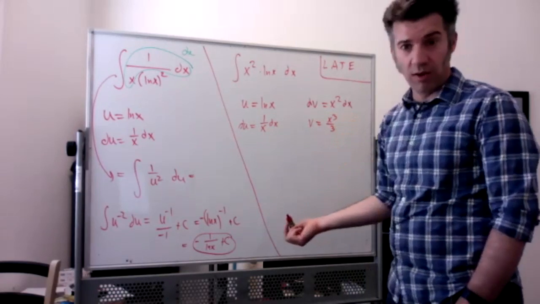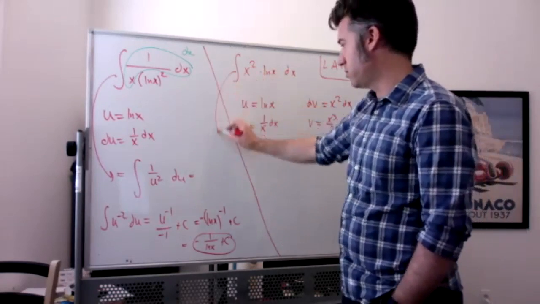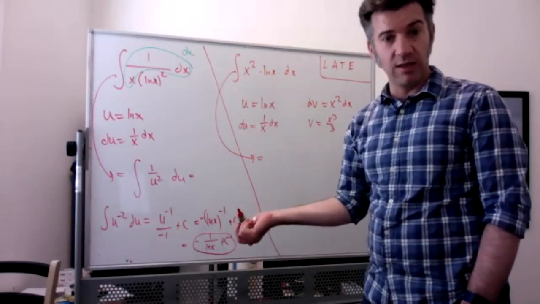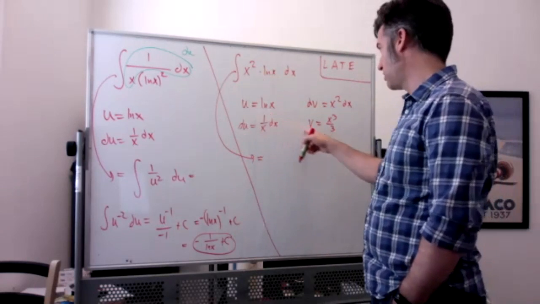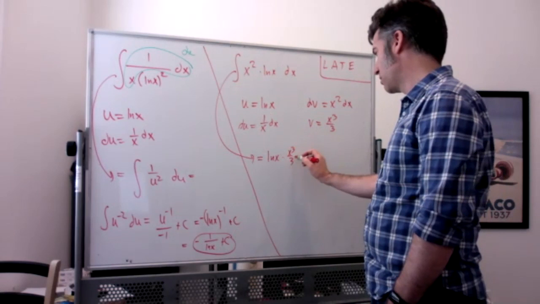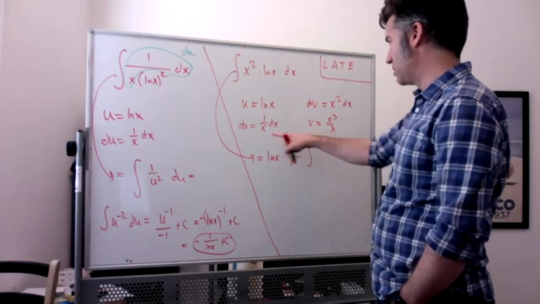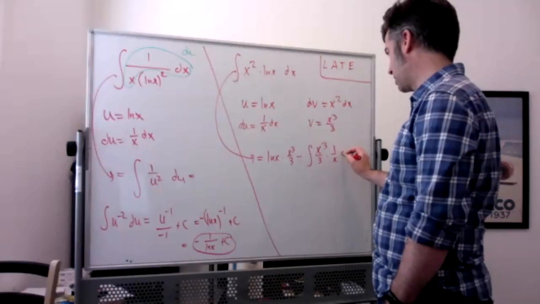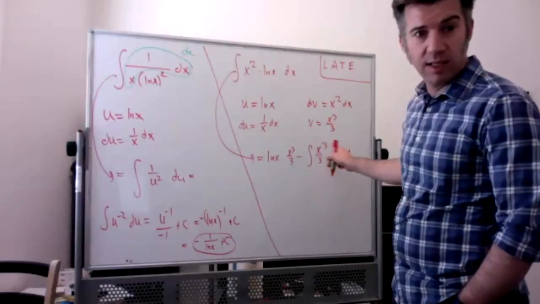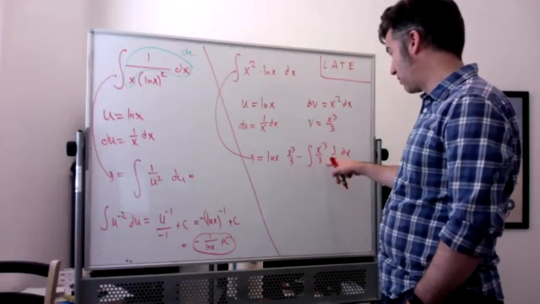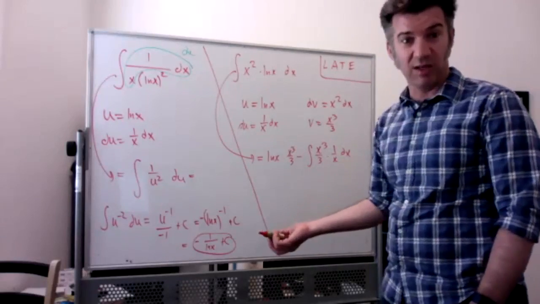So then we throw it all into the formula. Our integral is equal to uv minus the integral of v du. So it's going to be u times v minus the integral of v times du, which is x cubed over 3 times 1 over x dx. And the whole point is that this integral now is simpler to evaluate. X cubed over 3 times 1 over x reduces to x squared over 3.